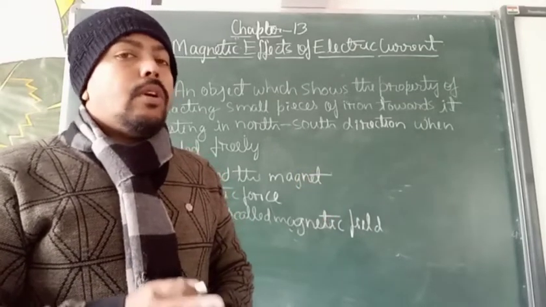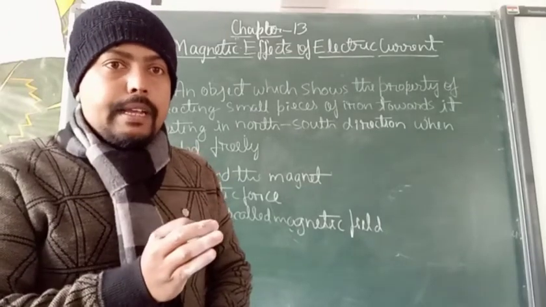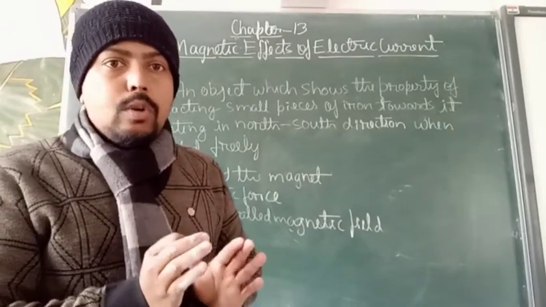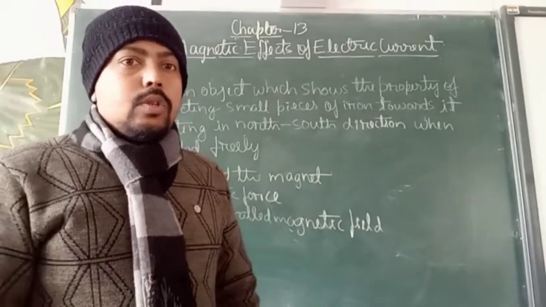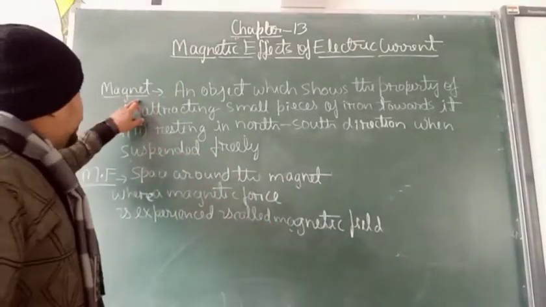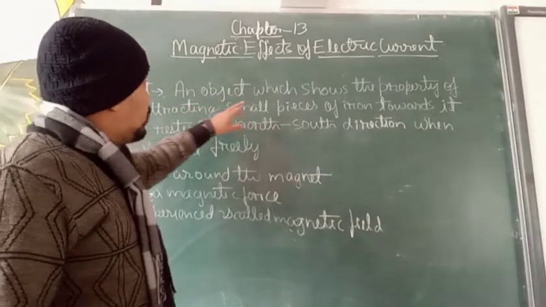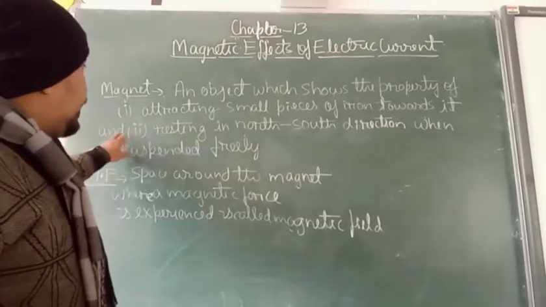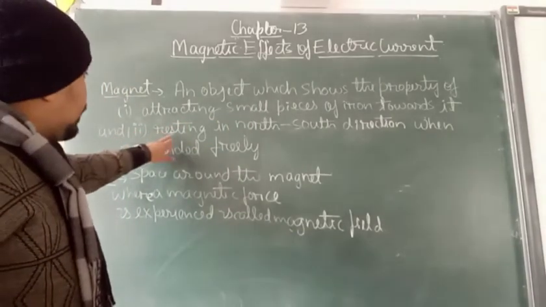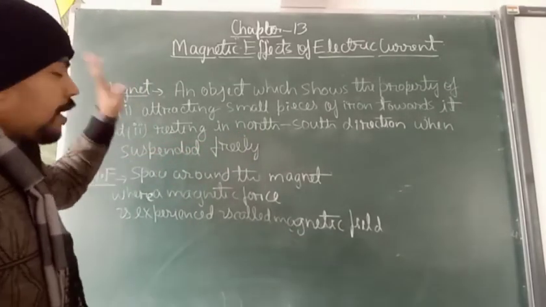Okay, so for that physical quantity of magnetic field, first we need to understand what is a magnet. Here you can see that the definition of magnet is written. An object which shows the property of attracting small pieces of iron towards it, resting in north-south direction when suspended freely.